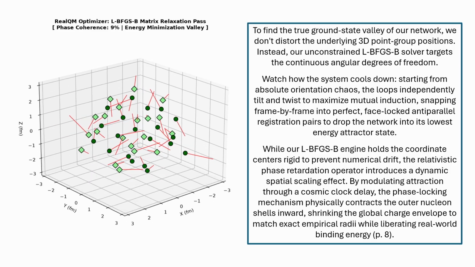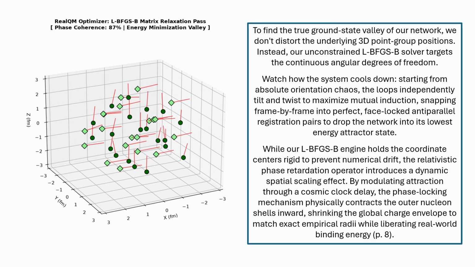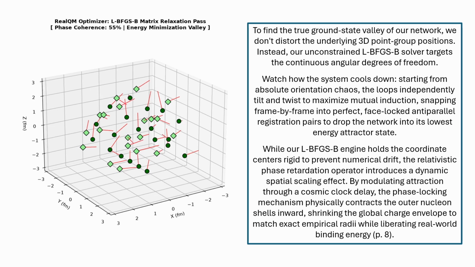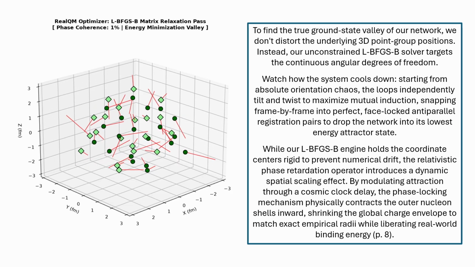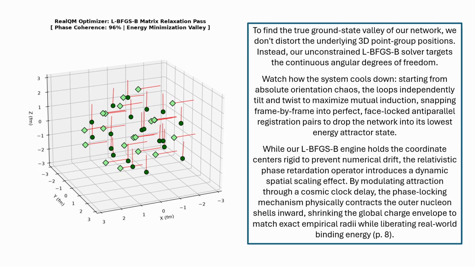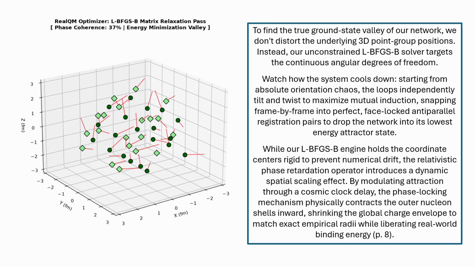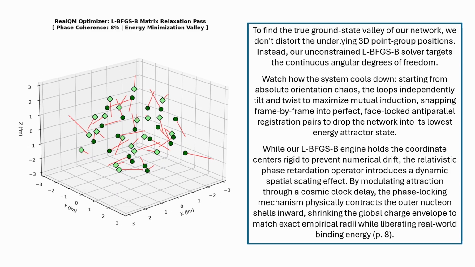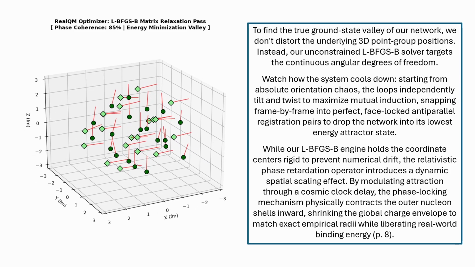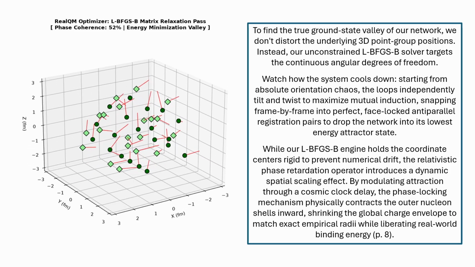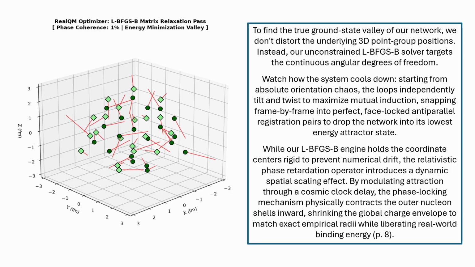I let Gemini, with whom I worked a lot, write the caption for this. It says, look how the system cools down. It doesn't cool down really, but it starts from an orientation chaos. All these angles are in a random direction. That's the initialization of the iteration. And then we let them independently tilt and twist to maximize mutual induction, frame by frame. It's frame by frame in this animation, but it's also frame by frame in the iteration.